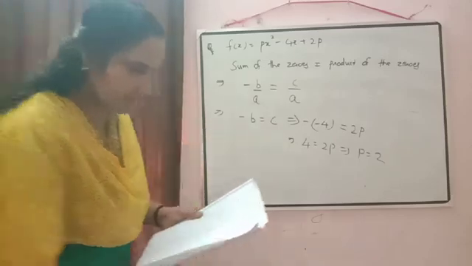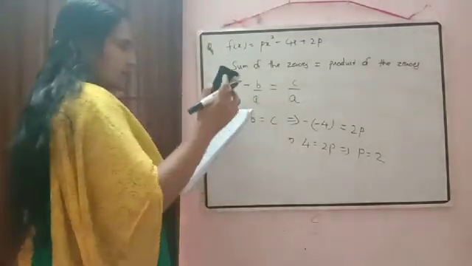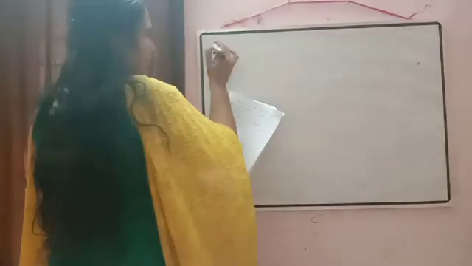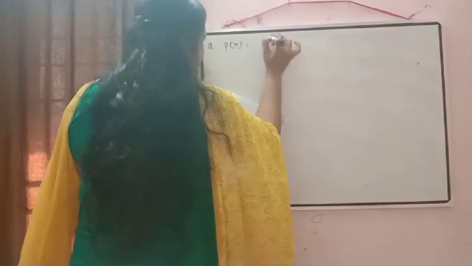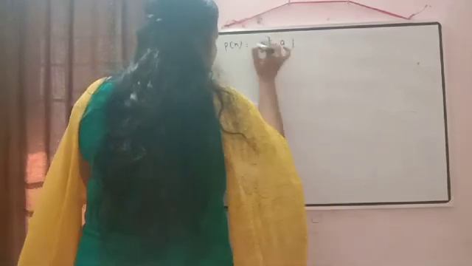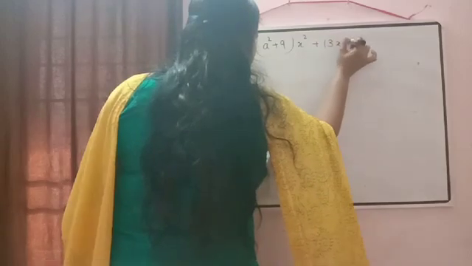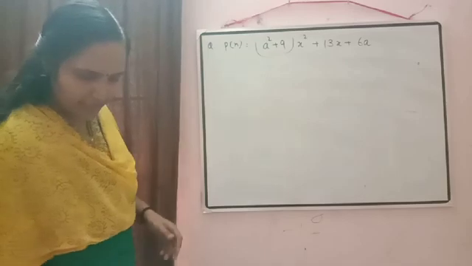Okay. Then next question it is written, if one zero of the polynomial p of x is equal to a square plus 9 into x square plus 13x plus 6a is reciprocal of the other, find a.